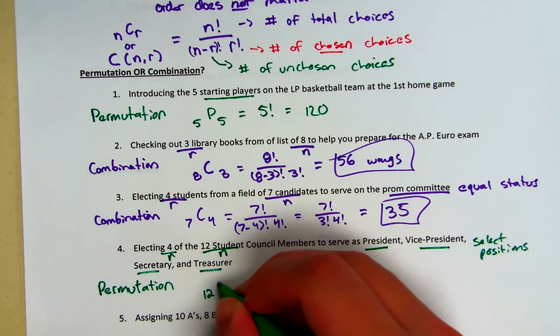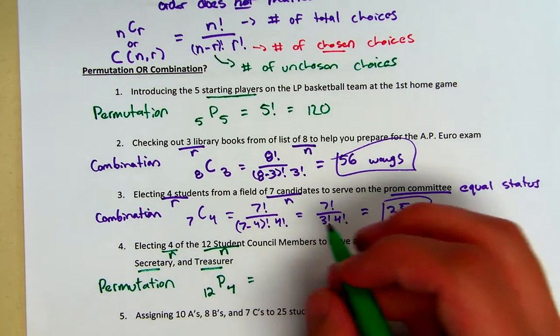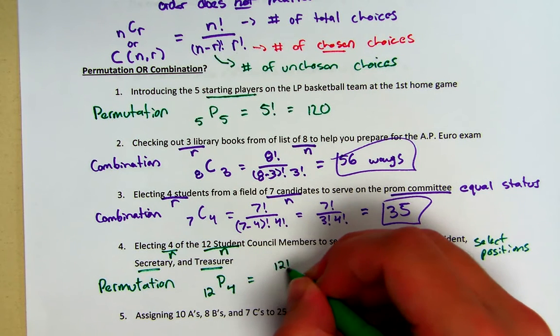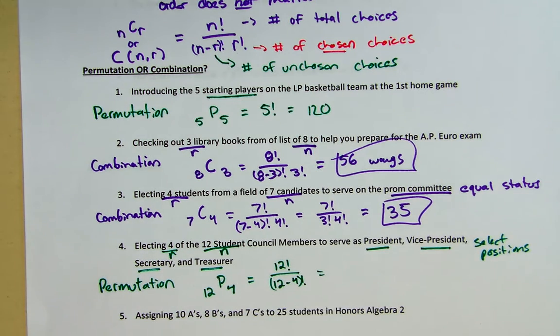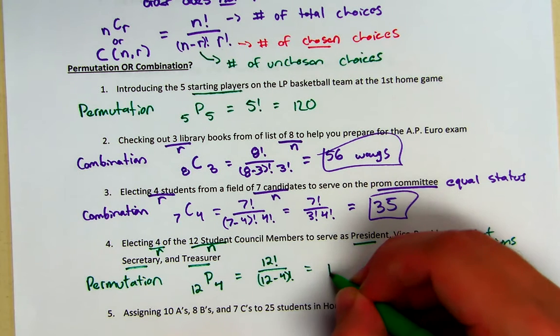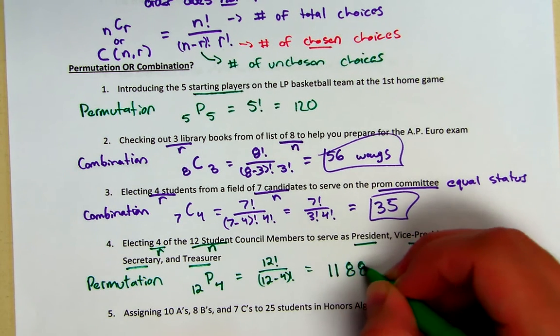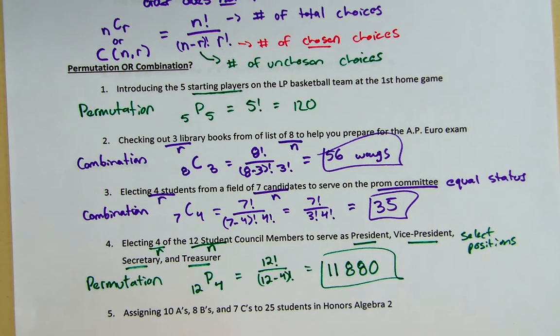So I have 12 people, and I'm electing 4, so that's r. So 12P4. Or, going back, now this is a stretch, we got 12 factorial over n minus r, so 12 minus 4 factorial. That's all it is. We don't have to take out the chosen ones here. So 12, and we're going to pick 4. We've got 11,880. A lot of different ways there.